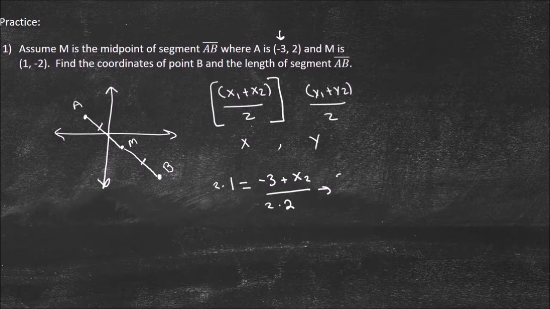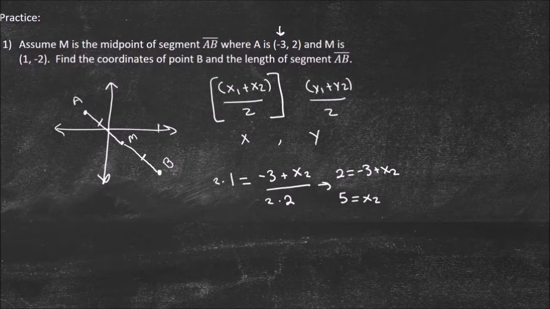I get 2 equals -3 plus x2. Add 3 to both sides, and I get 5 equals x2. So I found the x coordinate, and that makes sense. It's at 5 over here. That's roughly where it should be. I like that. That's a good start.